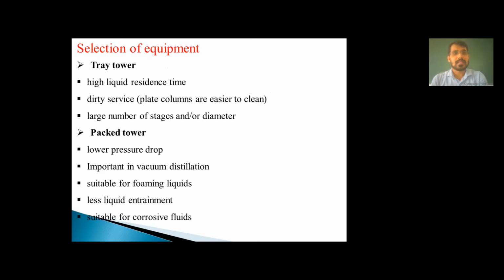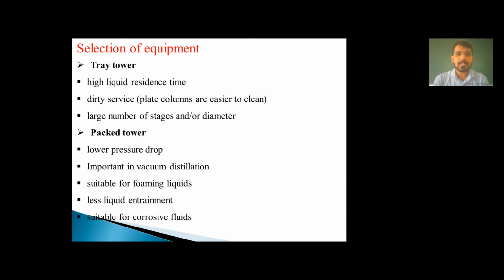After that, selection of equipment. So in distillation, there is a tray tower and a pack tower, both having their exclusive usage. So what are those uses? First one is tray tower. Tray tower is suitable for high liquid residence time. Means we know that better separation is possible if the gaseous, or I can say vapor, and liquid contact time is high. Means if vapor and liquid contact time is high, then separation is possible in a better way. Means high residence time should be there. For that, tray tower is suitable.